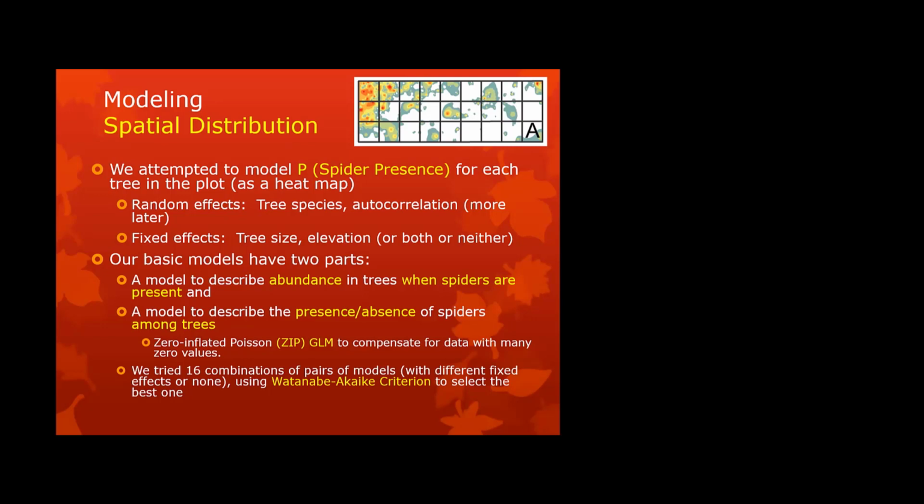With all of our models, there are really two parts. There's one model that describes the abundance in a tree when there are spiders there. And then there's another model that describes, among all the trees, whether there will be a spider on that tree or not. For that model, we used a zero-inflated Poisson generalized linear model to compensate for data that has a whole bunch of zero values. So we constructed 16 different combinations of pairs of models with different fixed effects or no fixed effects. And then we used the Watanabe-Akaike criterion to select the best one.